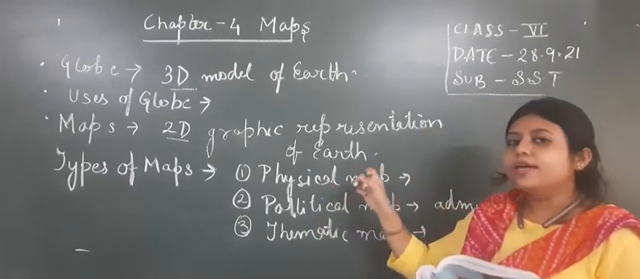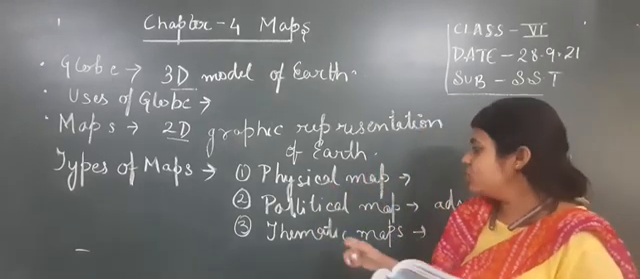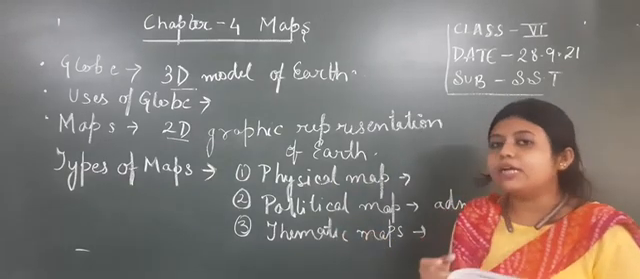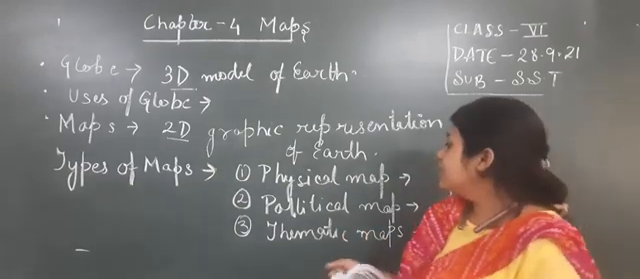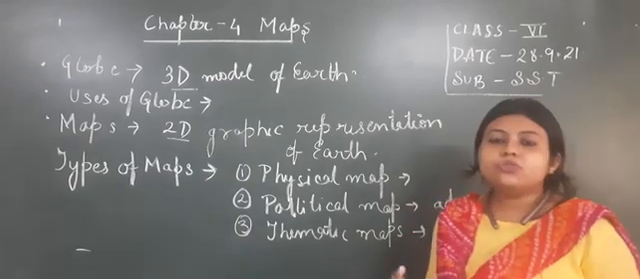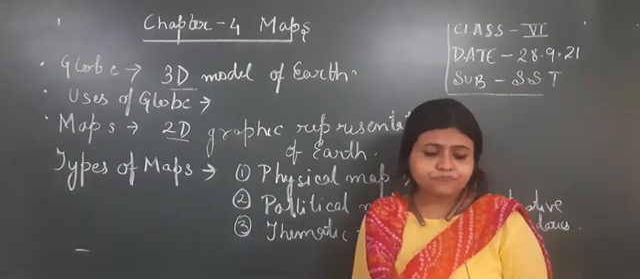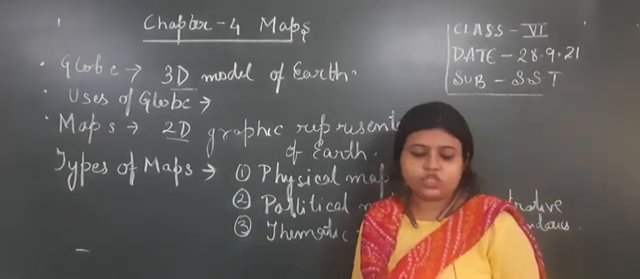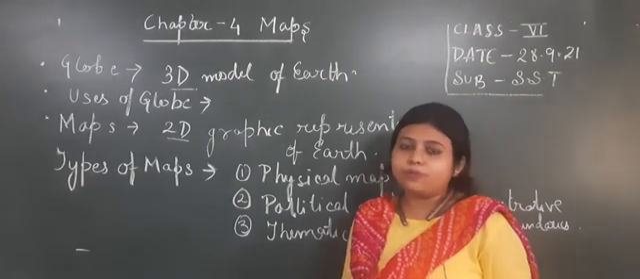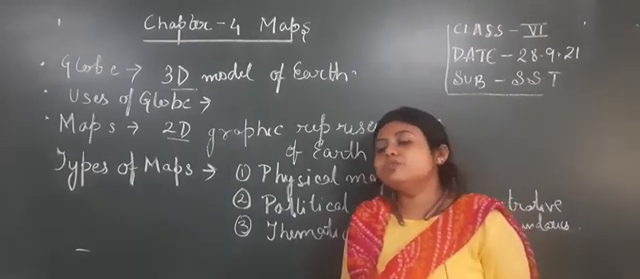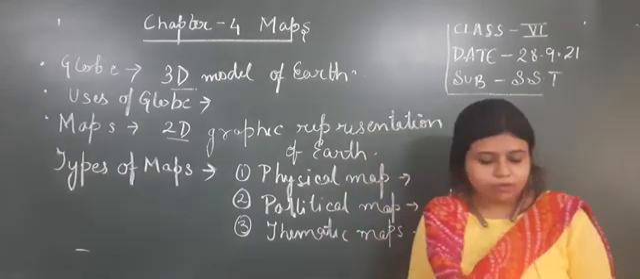Physical means where the geographic features are being shown. Political means where the administrative boundaries are being mentioned. And a thematic map can show specific information, like weather maps, population maps, tourist maps, distribution maps. So these are the basic three types of map.